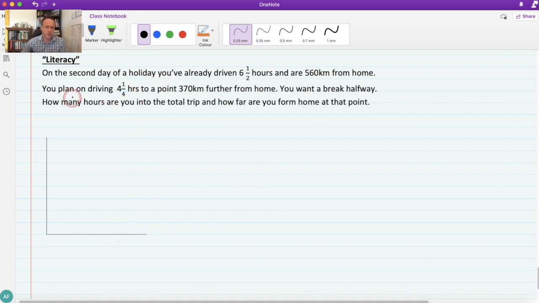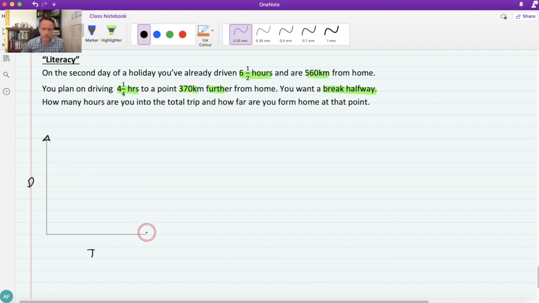So, on the second day of a holiday, you've already driven 6.5 hours. I'm going to put time along the base here. Driven 6.5 hours already, 560k from home. You plan to drive 4.5 hours to a point 370 kilometers further from home. You want to break halfway. How many hours are you into the total trip, and how far are you from home at that point?